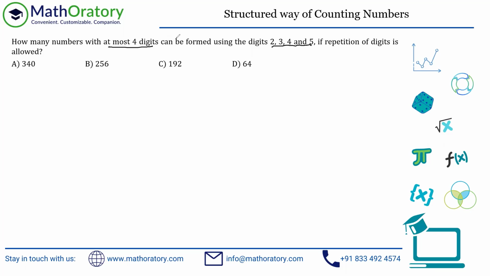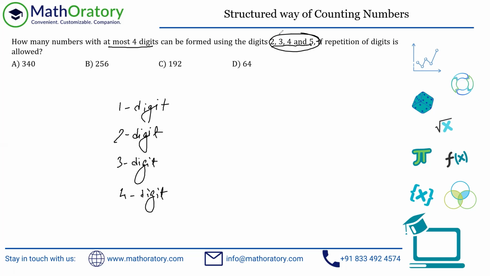Let me just show you the basic way of doing this. So what we can do is we can figure out the single digit numbers, 1-digit numbers, 2-digit numbers, 3-digit numbers, and 4-digit numbers. So we can just figure out all of these, keeping in mind that only these digits are allowed and repetition is allowed. So 1-digit numbers are obviously 4. You can pick any one of these 4 digits.